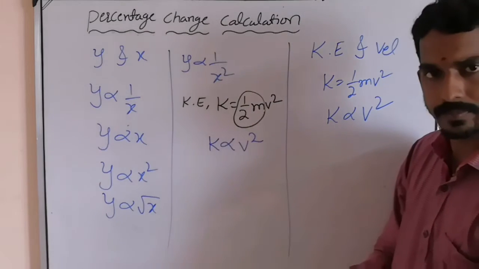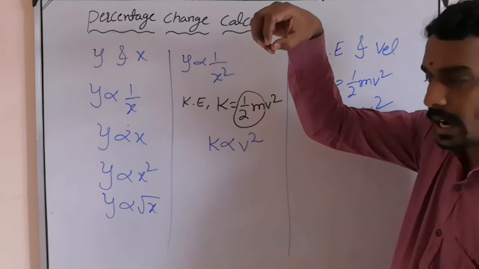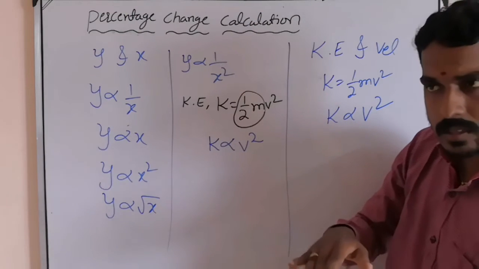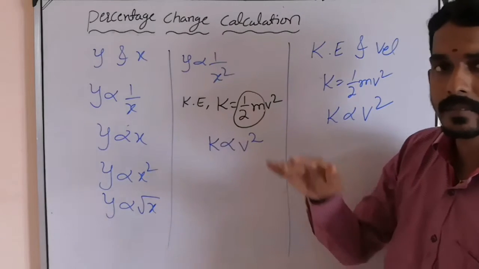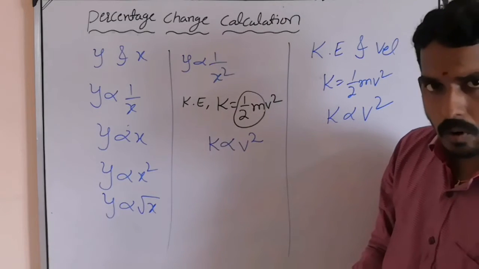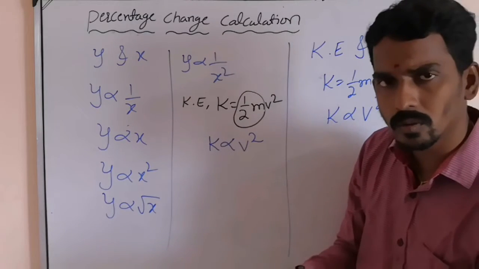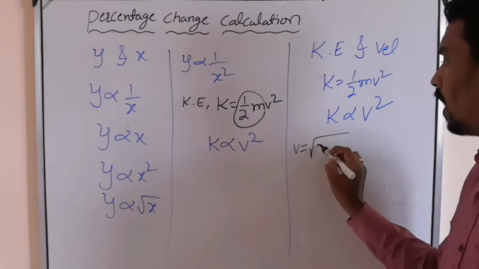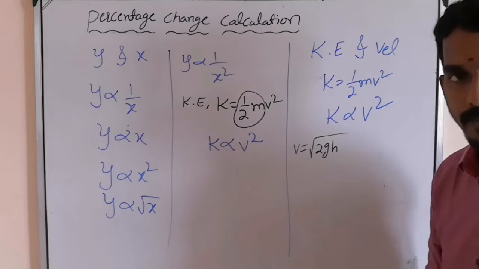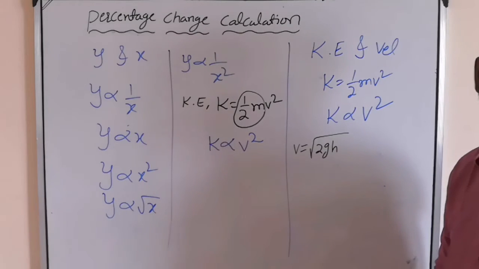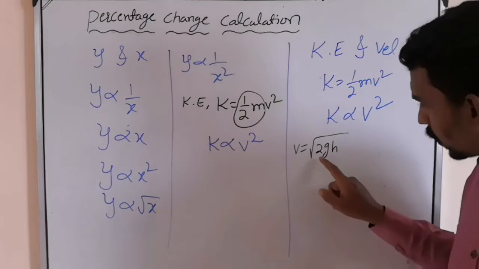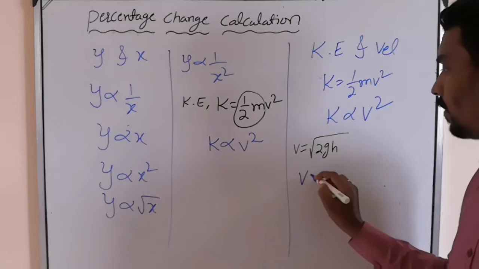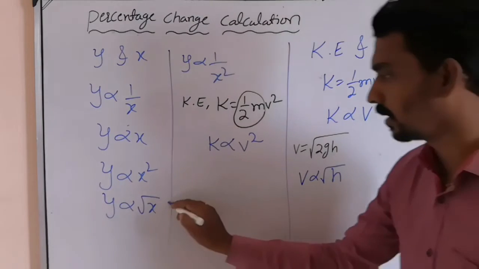Where if you drop a particle, free fall, from a certain height h, this is the ground. A particle dropped from a certain height h will come down so that its velocity slowly increases. And just before hitting the ground, the velocity of the particle is given by v equal to under root 2gh. Here 2 is constant, g is constant. So what relation can you make? v proportional to root h.